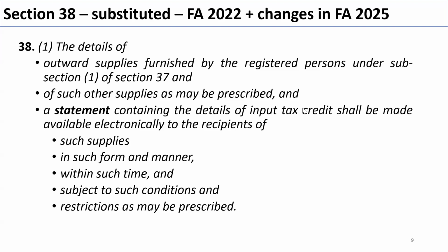If we see the details of what they are telling in section 38.1, the details of outward supplies furnished by the registered person under subsection 1 of section 37, and of such other supplies as may be prescribed, and a statement containing the details of ITC shall be made available electronically to the recipient. Initially, auto-generated statement were the words used in section 38, and in the Finance Act 2025 the auto-generated words have been removed, and they have merely kept the word statement. So even the Invoice Management System, that is the IMS, is the statement which they are referring to in section 38 now, sir.